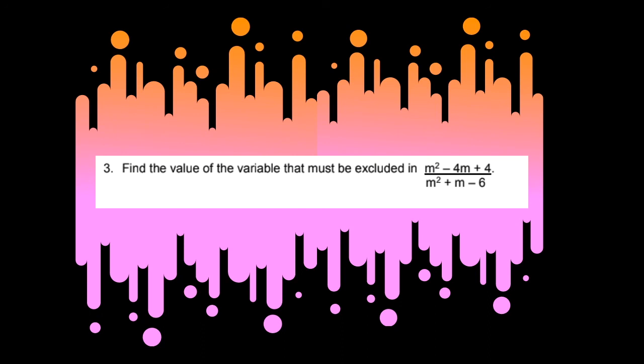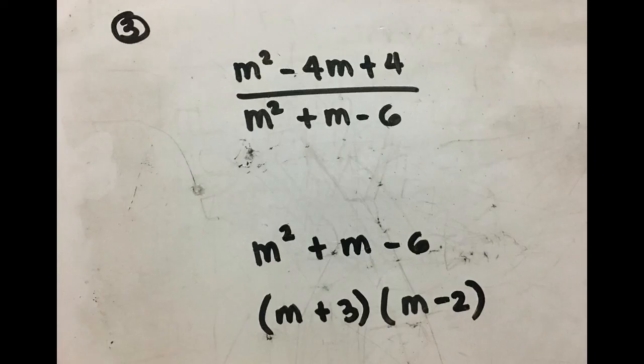Now let's proceed to number 3. Find the value of the variable that must be excluded in m squared minus 4m plus 4 over m squared plus m minus 6. Again, let's forget about the numerator and focus on the denominator. By taking the denominator, we have m squared plus m minus 6. What we'll do here is factor this polynomial. The factors of m squared are m times m. The factors of 6 are 3 times 2.